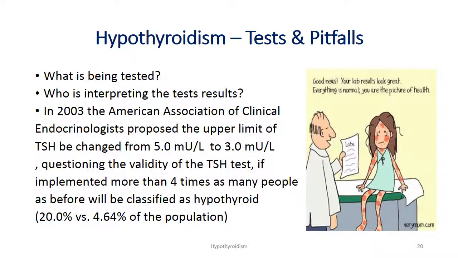Let me give you an example. In 2003, the American Association of Clinical Endocrinologists proposed the upper limit of TSH to be changed from 5 to 3, questioning first of all the validity of the TSH test alone as a measure of hypothyroidism, and if their recommendations were to be implemented, 4 times as many people as before would be classified as hypothyroid. In other words, instead of 4.6% of the population, 20% of the population would be diagnosed as hypothyroid.